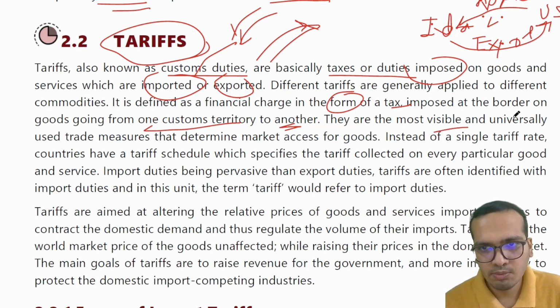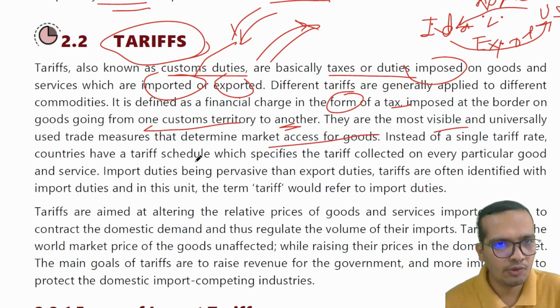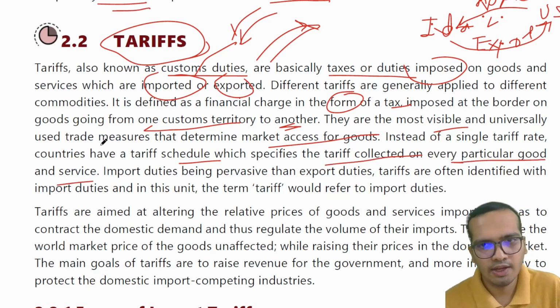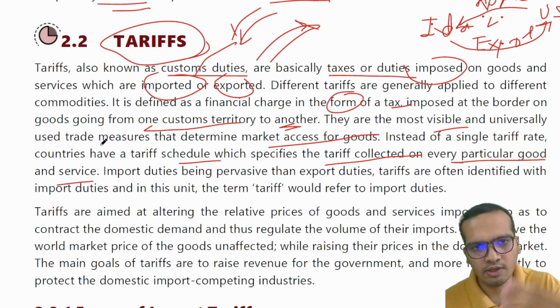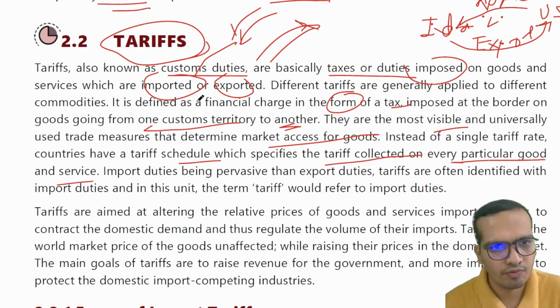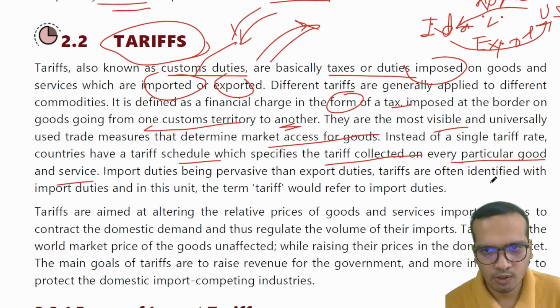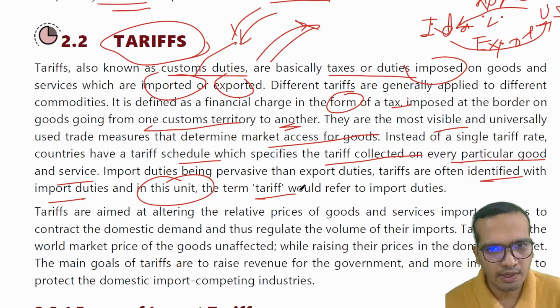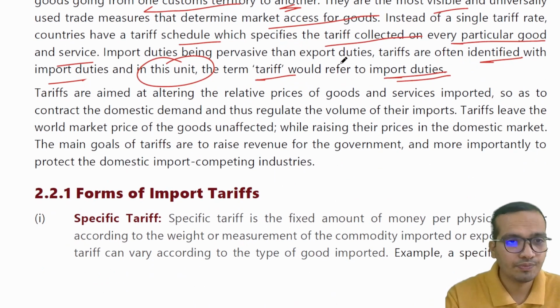They are the most visible and universally used trade measures that determine market access for goods. Instead of a single tariff rate, countries have a tariff schedule which specifies the tariff collected on each particular good and service. Means हर एक प्रोडक्ट, गुड्स और सर्विस के लिए स्पेसिफिक रेट्स दिए इम्पोर्ट ड्यूटीज़ के. Import duties being more pervasive than export duties, tariffs are often identified with import duties, and in this unit, the term tariff would refer to import duties. मतलब specifically import duties की बात कर रहे हैं.